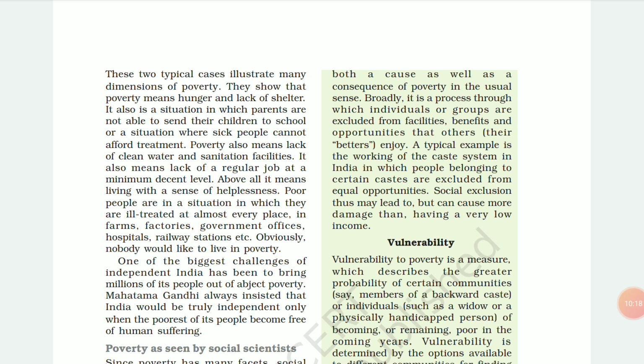Above all, it means living with a sense of helplessness. Poor people are in a situation in which they are ill treated at almost every place: in farms, factories, government offices, hospitals, railway stations, etc. Obviously, nobody would like to live in poverty. So it is not about the monetary loss or economic condition that they are suffering. Rather, socially also they are discriminated against. Poor people are exploited a lot.